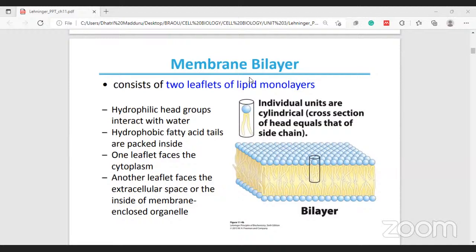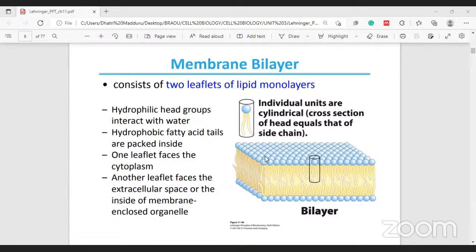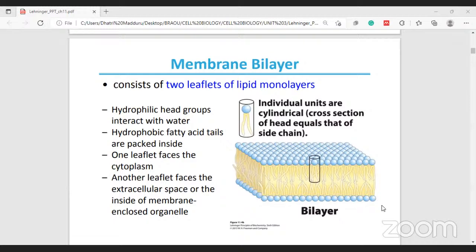Okay, so what are the features of this membrane bilayer? We will look into it. It contains two leaflets of lipid monolayers. So it is similar to the liposomes, where we can see two layers here, the top layer and this is the bottom layer. In the top layer, you have a head and you have fatty acyl tails. And the same thing in the inverted direction, you can see the heads and tail groups.